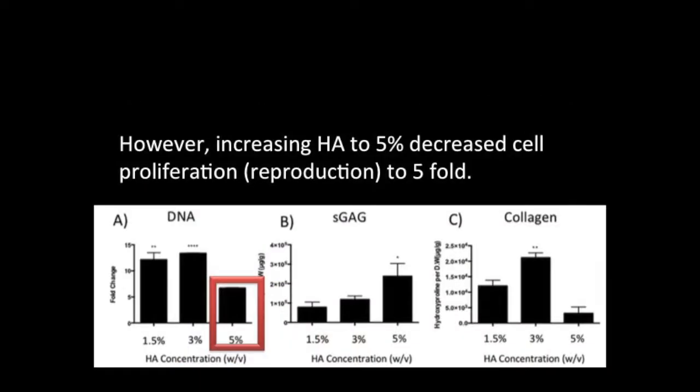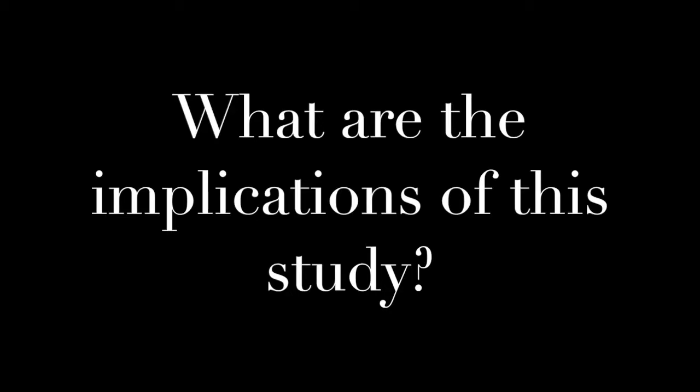However, not all of the findings implied a positive result. In fact, the increase of hyaluronic acid levels to 5% actually expressed a decrease in cell proliferation of 5-fold. This is represented by the 5% column in image A. So what are the implications of this study?